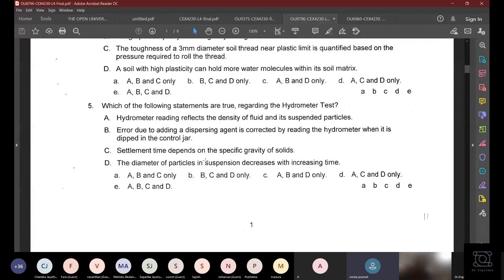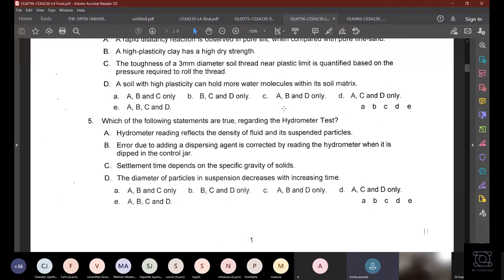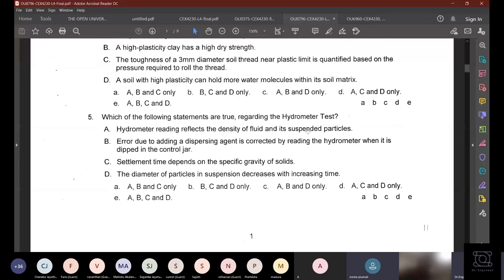In question number 5, at a given time, the density of a suspension, no? Hydrometer reading reflects at a given time, otherwise it is wrong, no? So they have not mentioned that you are measuring the density throughout the time. There is nothing like that, right? When we do a practical, we measure at a certain time. Yeah, that's correct. At that time, you are getting the density of the suspended particles, right?